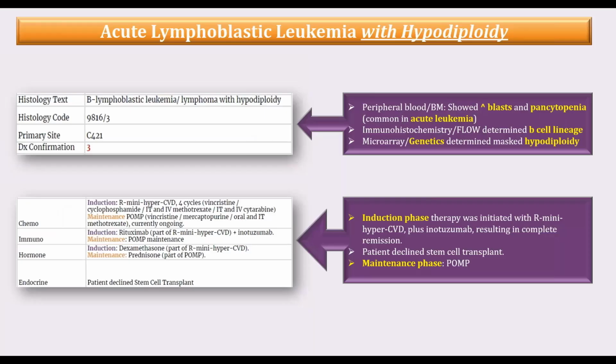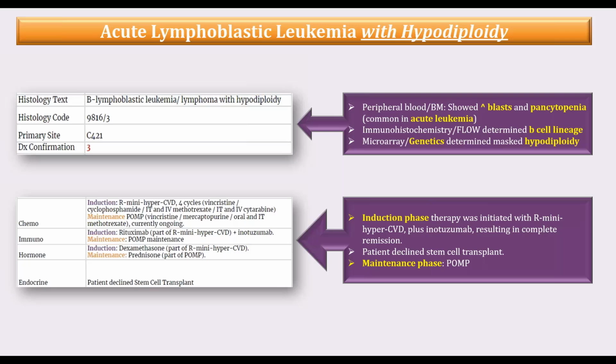So our primary site, again, with these cases is always C42.1. The histology is 9816/3, and the B-ALL with hypodiploidy would have a diagnostic confirmation of 3.